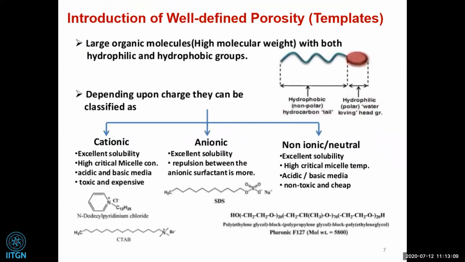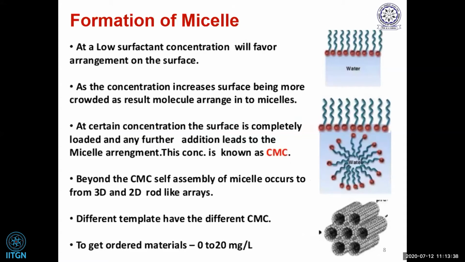People always need to think about templates, mostly soft templates or hard templates. I will discuss a little bit about hard templates also. Soft templates are mostly cationic, anionic, non-ionic or neutral, mostly polymer-based templates, and they are generally employed to generate porosity. Why are they employed? Because they have long chains with a polar head group and a non-polar group, so they can form micelles in aqueous medium, and in non-aqueous medium they form inverse micelles.